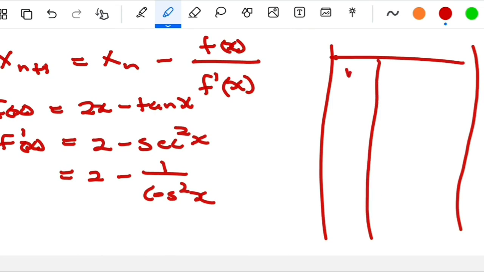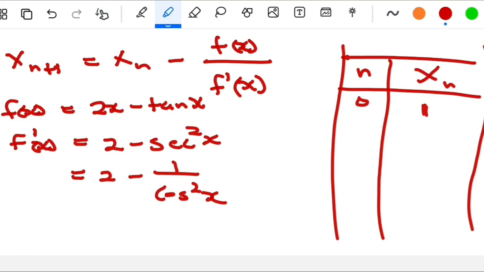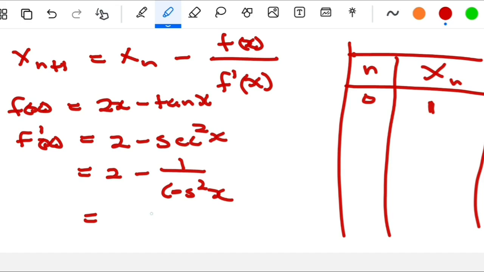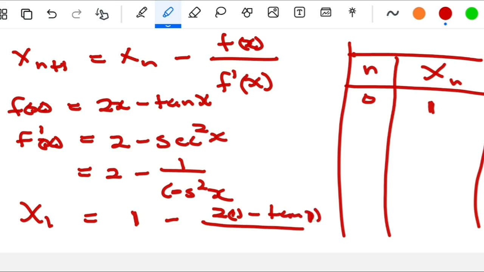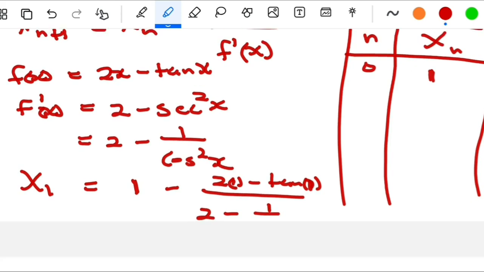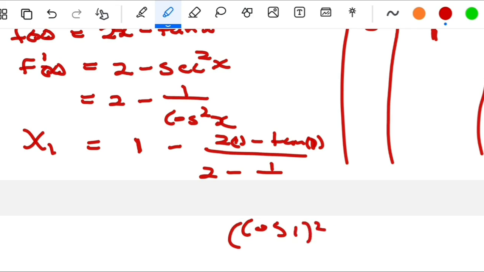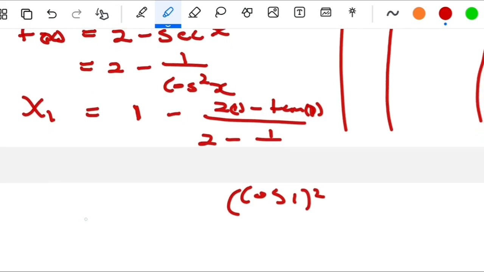where you have your n, then your xn there. So when n equals 0, they told us that we use x0 = 1. So what you're going to do is substitute there. Let me do the first one where our n is 0. So which means our x1 equals 1 minus (2 times 1 minus tan 1) over (2 minus 1 over cos 1 squared). Okay, then you're going to get your answer there.